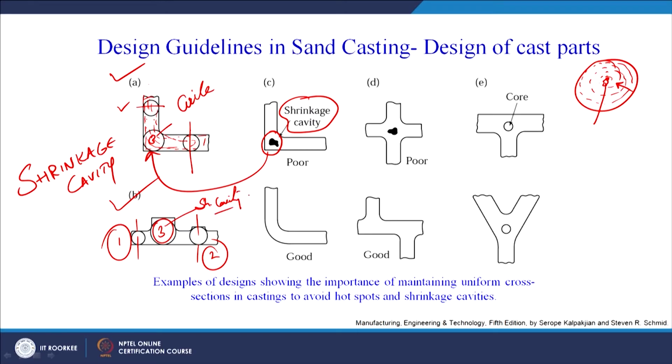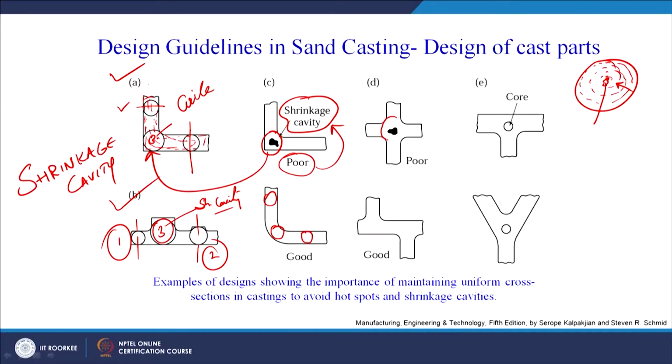How can it be avoided now? It can be avoided by changing the design. Now this is a poor design because of the shrinkage cavity, but if you change this, we have a circle here, we can make a similar circle here, we can make a similar circle here. So we have tried to avoid this larger circle or larger volume of metal at one place, which on solidification will generate a shrinkage cavity. So this can easily be avoided.